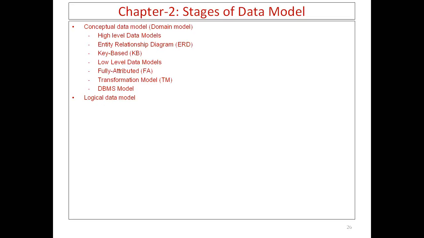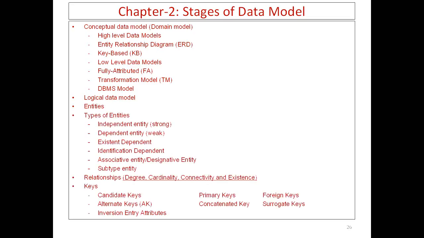Stages of a data model. We have a conceptual stage, logical stage, and physical stage. During the conceptual data model, we can have high level data models like ERD, key based data model, fully attributed, or a transformation model. These are the low level data models, or a DBMS specific model is a low level data model. ERD and the key based are high level data models.